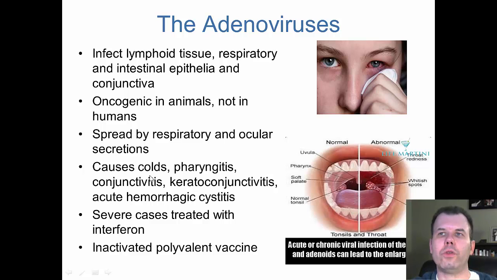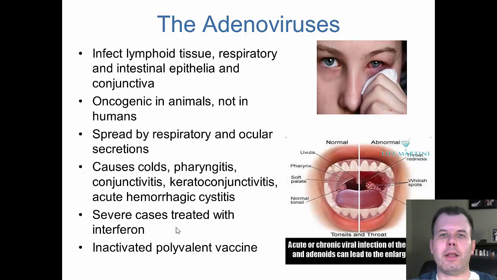It can cause colds, pharyngitis, conjunctivitis, keratoconjunctivitis, acute hemorrhagic cystitis. And so a lot of these different diseases. One of the typical ones that we get are colds, can cause conjunctivitis or pink eye in a lot of cases. And again, the most severe cases can be treated with interferon, which helps stimulate the immune system. There is an inactivated polyvalent vaccine. I'm not sure how many people get vaccinated with that all the time, but there are vaccines for the adenovirus.